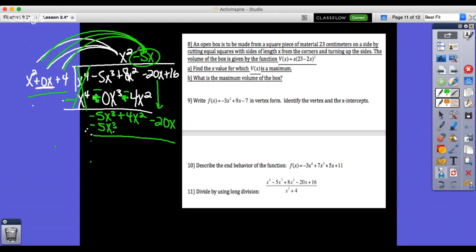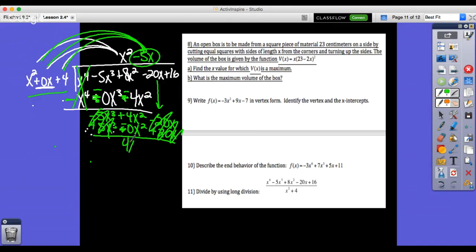What's negative 5x times 0x? 0. Yeah. 0x squared. 0x throws me off. So plus 0x squared. Okay, and then negative 20x. Yeah, there we go. And then change signs. So all we have left, because our 20x's cancel and our negative 5x cubes cancel, is 4x squared.